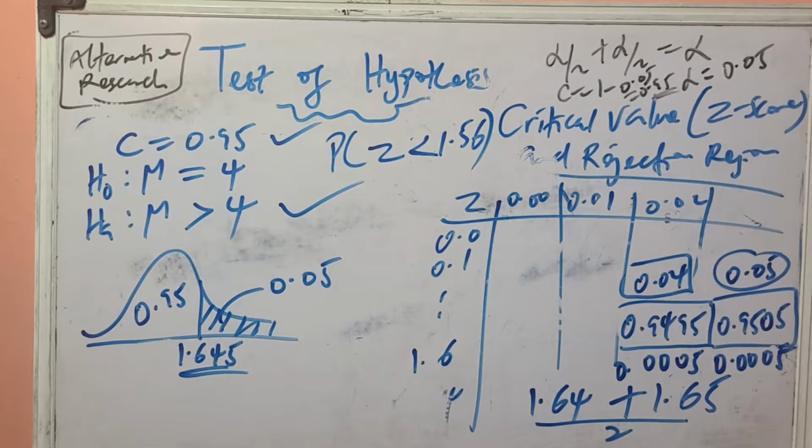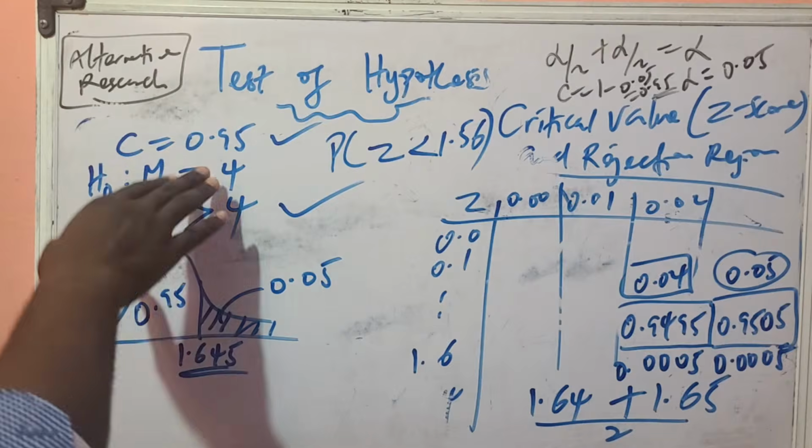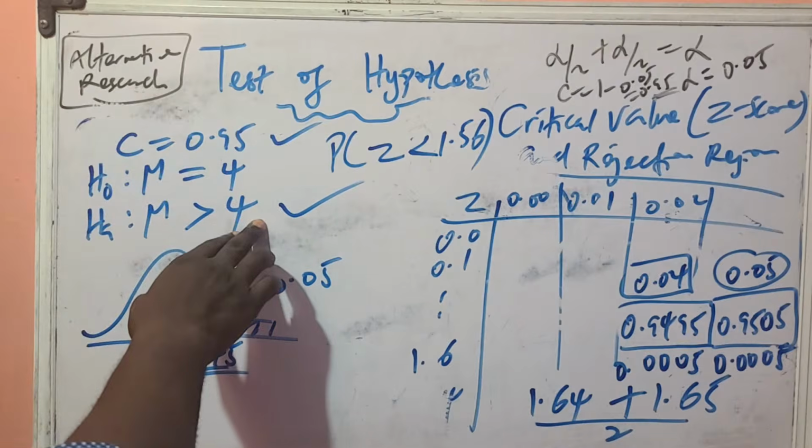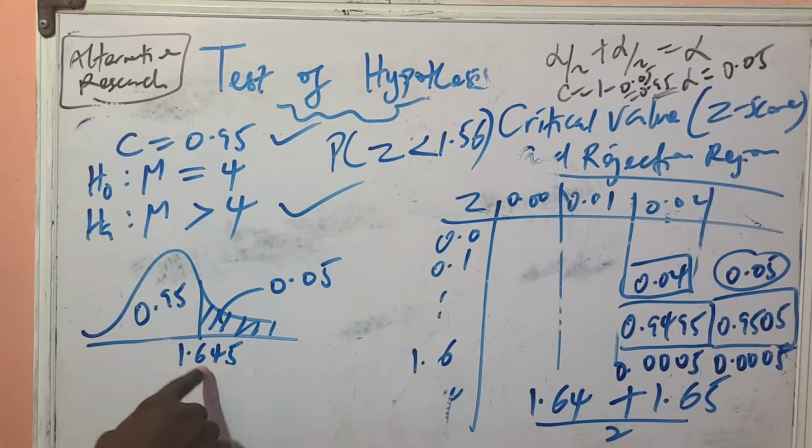All right. So can you see what we have done now? The critical value for this particular test, where we had the null hypothesis as this, alternative hypothesis as this, confidence level of this, the critical value is 1.645. So that's the way to find the critical value of a test. So this is what we're going to dwell on today.